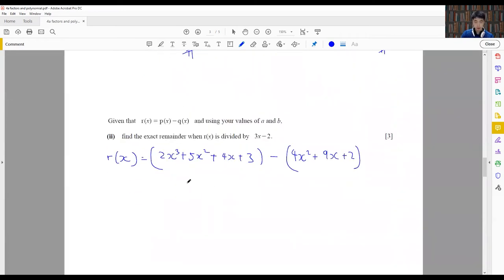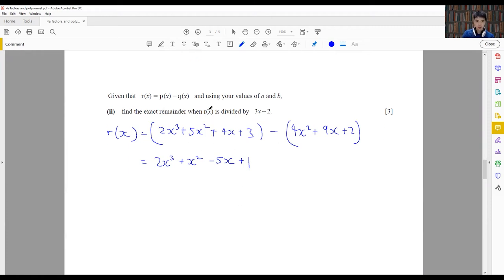First, we figure out how much this is. r(x) will be equal to 2x cubed, 5x squared minus 4x squared, you're left with plus x squared. 4x minus 9x will be minus 5x. 3 minus 2 is plus 1. This is the equation for r(x).